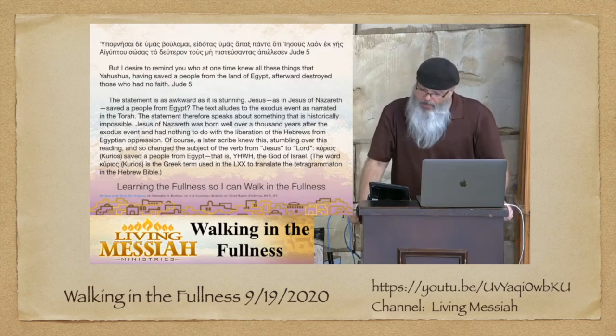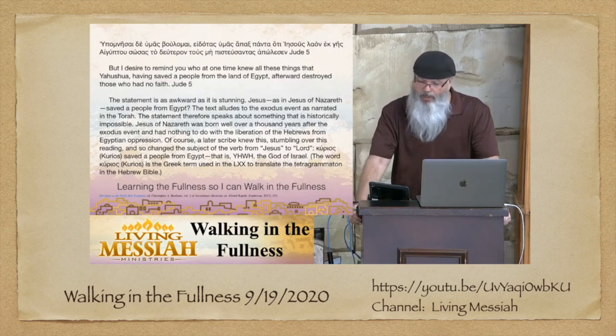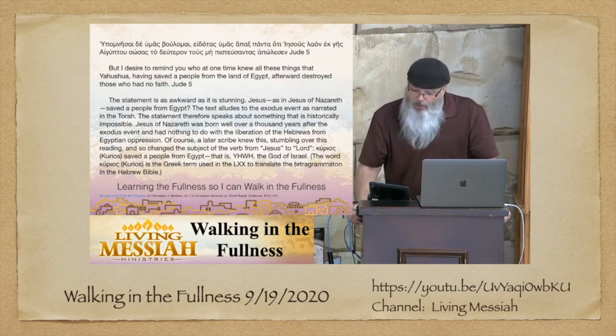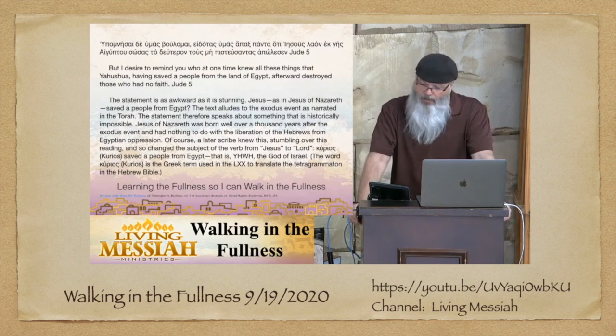The statement is as awkward as it is stunning. Yeshua, as in Yeshua of Nazareth, saved a people from Egypt? Really? The text alludes to the Exodus event as narrated in the Torah. The statement, therefore, speaks about something that is historically impossible. How could Yeshua of Nazareth, born well over 1,000 years after the event, have had anything to do with the liberation of the Hebrews from the Egyptian oppression?